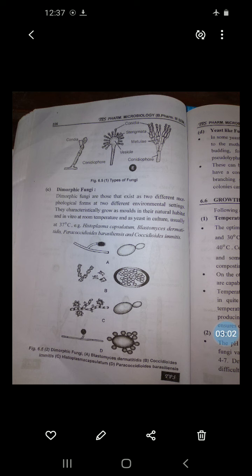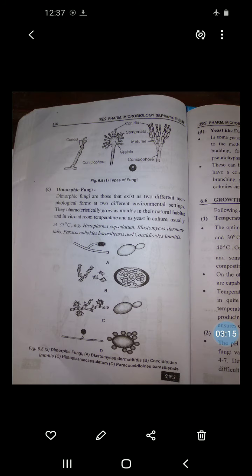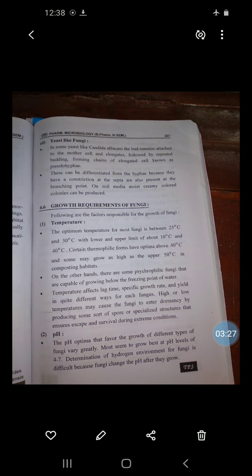This can be differentiated from hyphae because pseudohyphae have a constriction at the septa, which are also present at the branching point. On soil media, moist, creamy colored colonies can be produced. So this is the classification or the morphology of fungi.